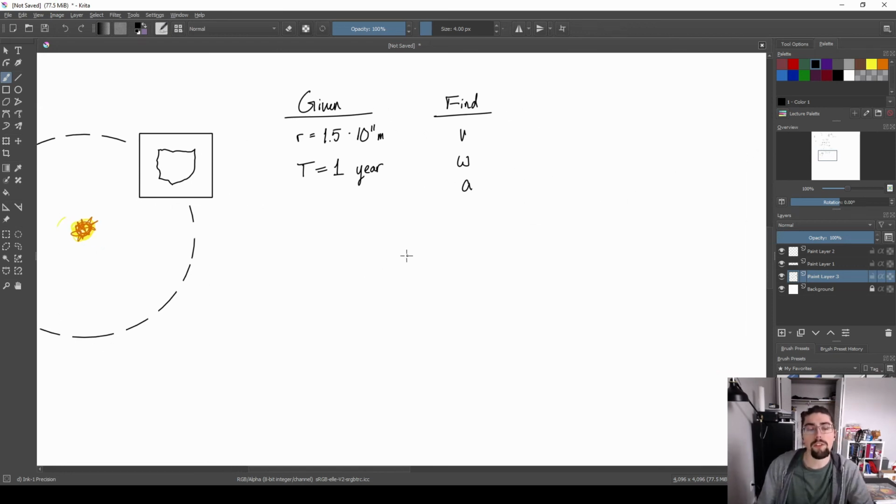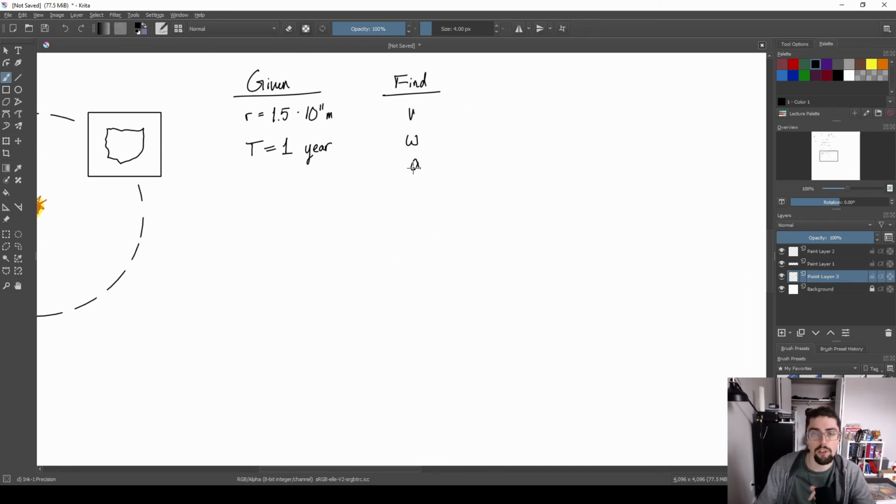So, as we have these different things, we have different pieces that we might use to solve for this thing, but I'm actually going to start with omega because that actually is going to be my least intensive one.